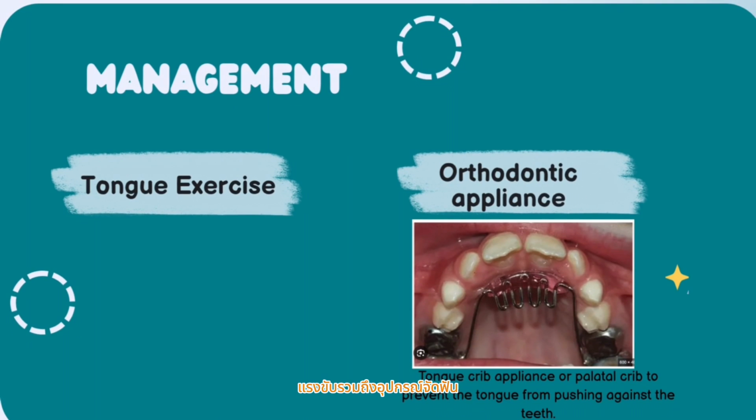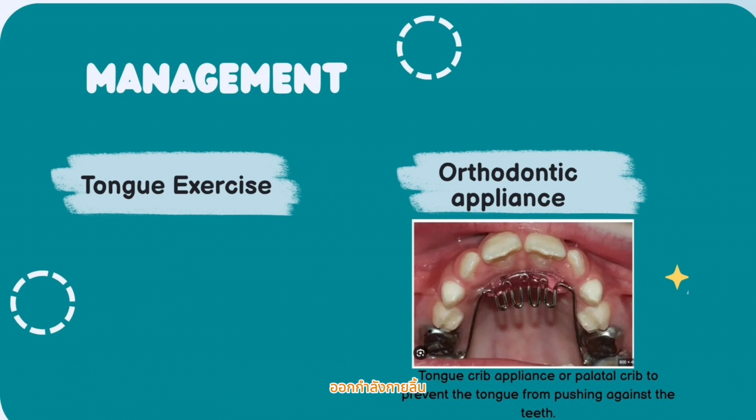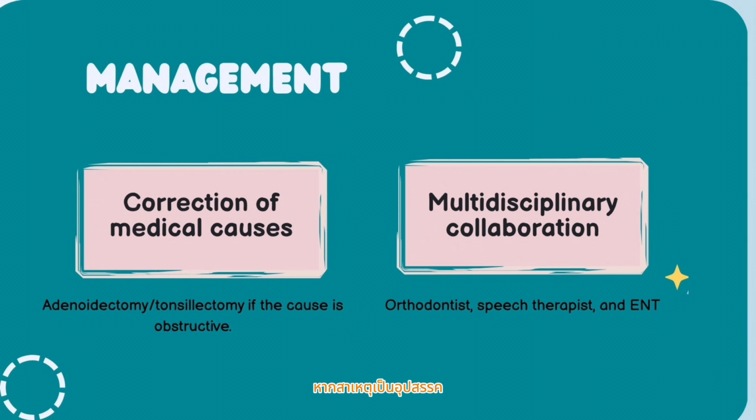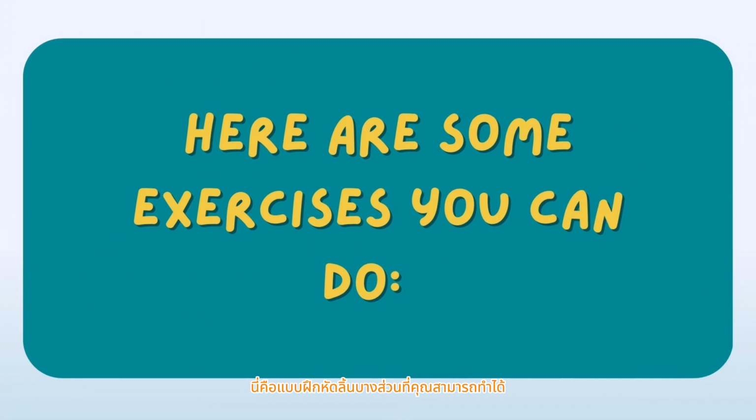The management of tongue thrusting includes orthodontic appliances like a tongue crib or palatal crib to prevent the tongue from pushing against the teeth, tongue exercises, correction of medical causes like adenoidectomy or tonsillectomy if the cause is obstructive, or multidisciplinary collaboration including an orthodontist, speech therapist, and ENT. Here are some tongue exercises you can do if you have a tongue thrusting habit.